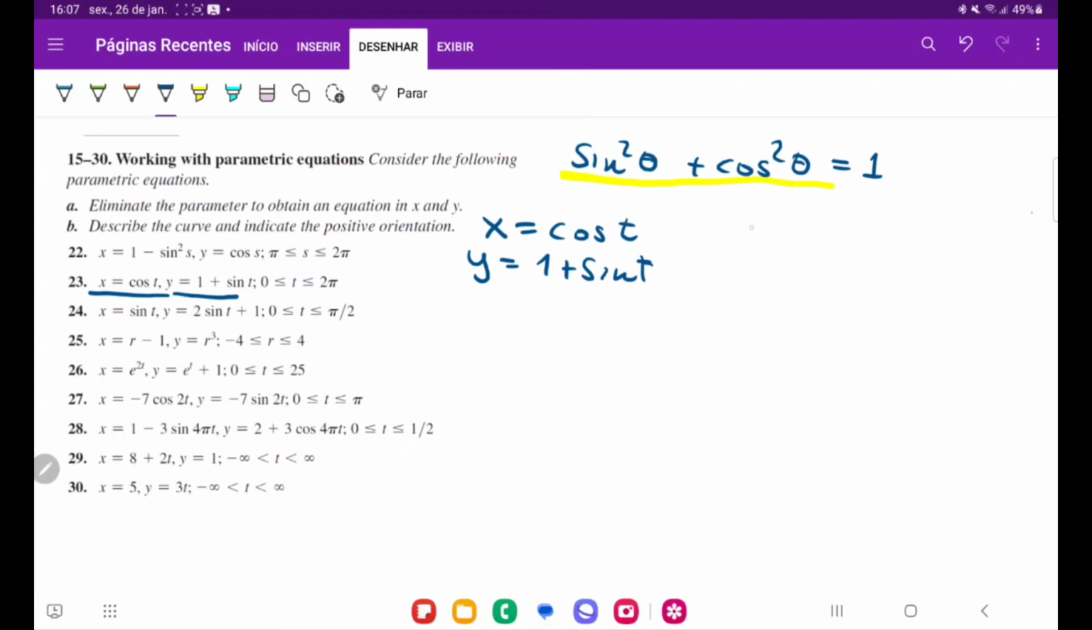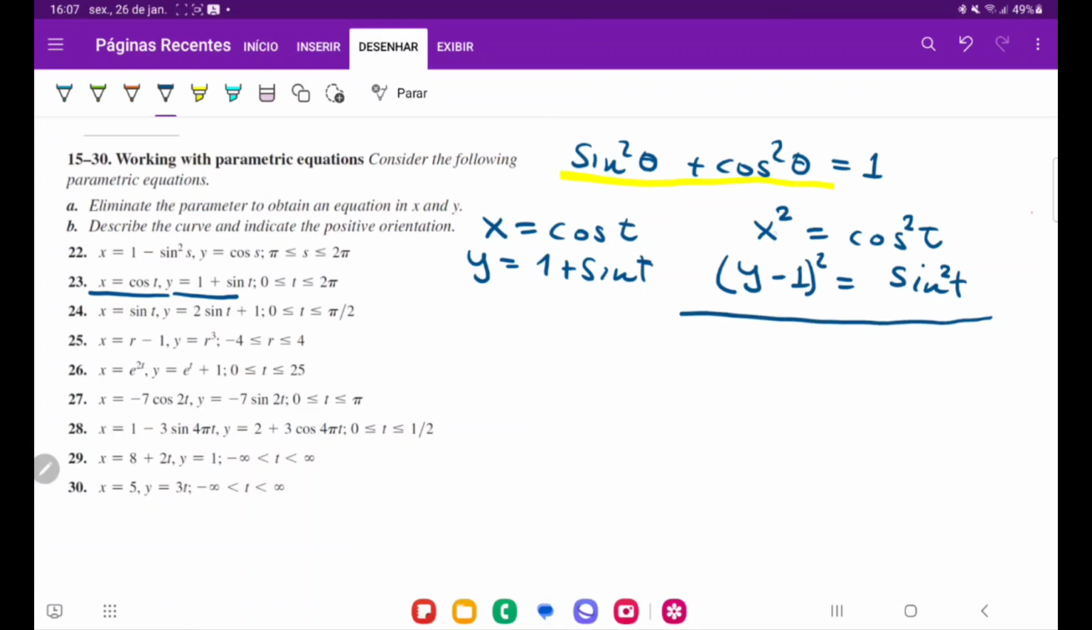So for the x equation, we have x is equal to cosine t, and when we square that, that's just x squared is equal to cosine squared of t. And then for the y equation, I'm first going to bring the 1 to the left-hand side. So we're given y minus 1 is equal to sine of t, and now I'm going to square both sides. So y minus 1 squared is equal to sine squared of t. So once I have my cosine squared and my sine squared, I can now add them. So I'm going to add these two equations.